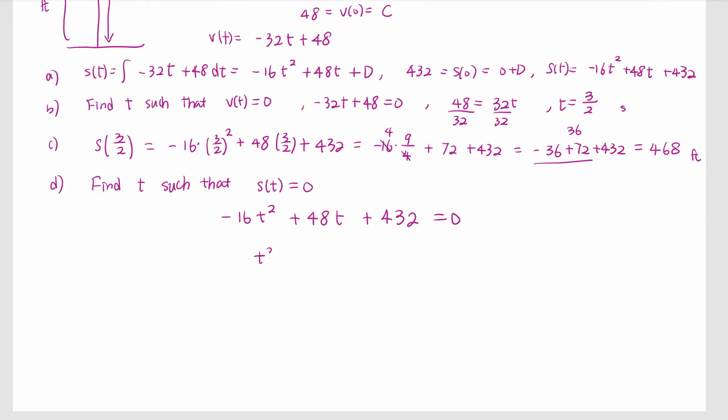Then I have t squared. 48 divided by 16 is 3. How about 432 divided by 16? We have 2. 2 times 16 is 32. 112. 7. 7 times 6 is 42. 7 times 1 is 7, 7 plus 4 is 11. See? So this is 27. Oh, sorry. It's negative.